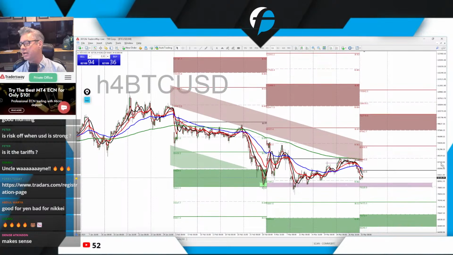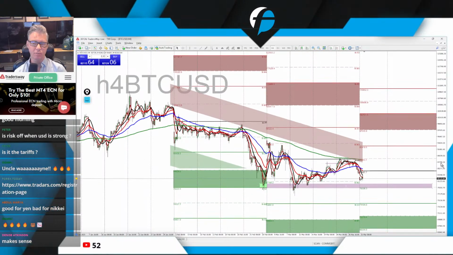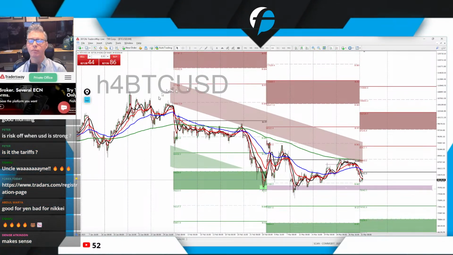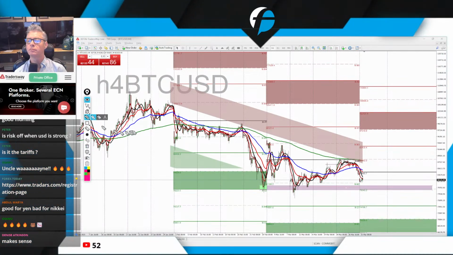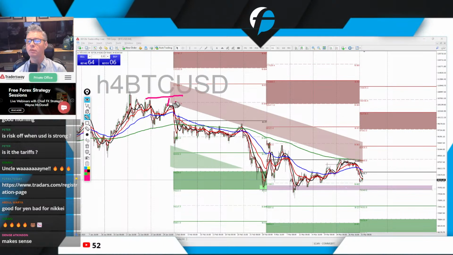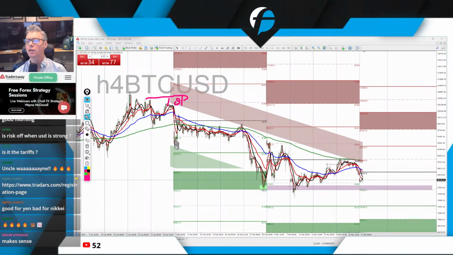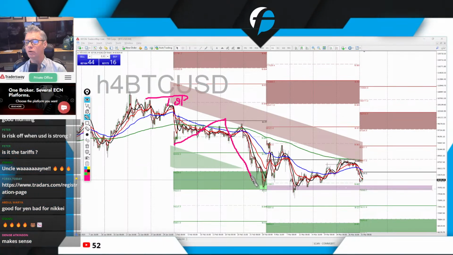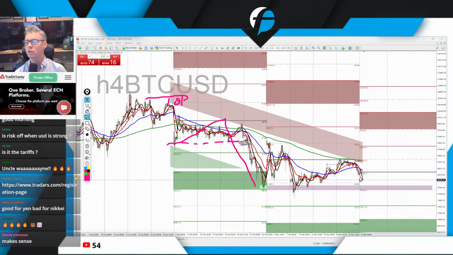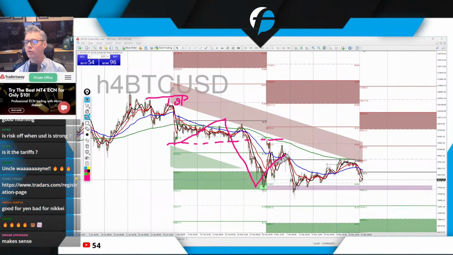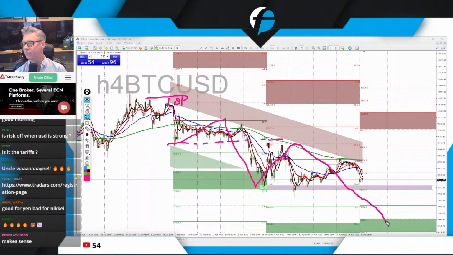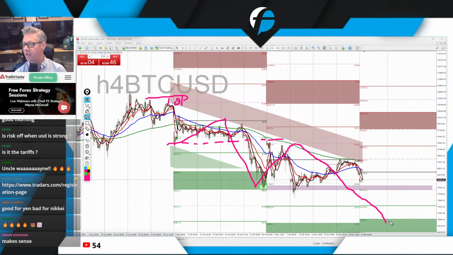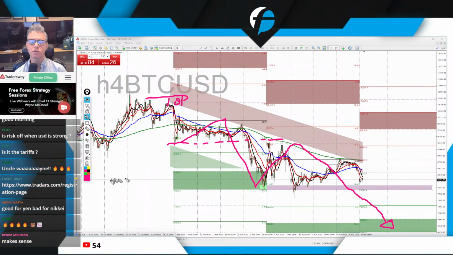Okay. So that actually puts 70,000 into play. Why do I say that? Top. Okay. Lower high, lower low, role reversal. Lower high. Okay. So now we have to extend what we see. So that's the longer term strategy.